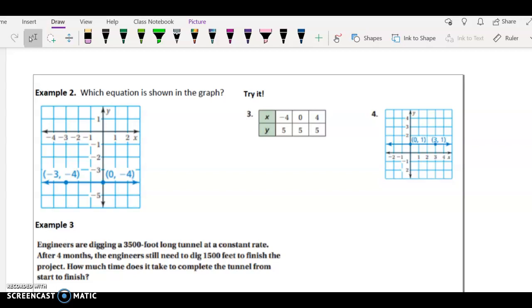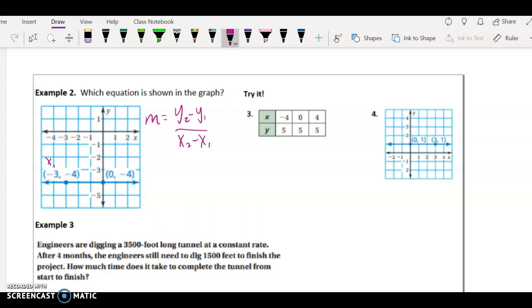Which equation is shown in the graph? So as you can see, our line is a horizontal line. And so we need to write an equation for this. So first we need to find our slope, which is y2 minus y1 over x2 minus x1.